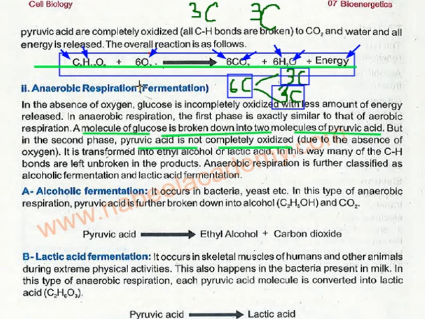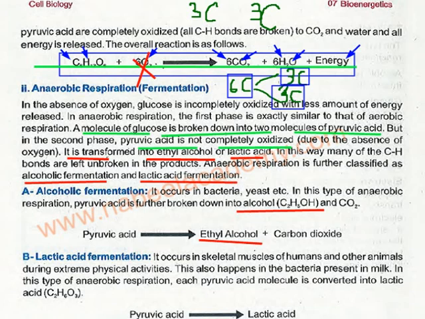Because in anaerobic respiration oxygen is not present, this reaction cannot take place. What will happen as a result? There will be a different reaction, and that different reaction is what? It is transformed into ethyl alcohol or lactic acid. Here, see, this is the ethyl alcohol or the lactic acid. In this way, many of the CH bonds are left unbroken in the products. So this is the alcohol, and the carbon is not broken completely. Many carbon bonds are left unbroken. And anaerobic respiration is classified as alcoholic fermentation and lactic acid fermentation.